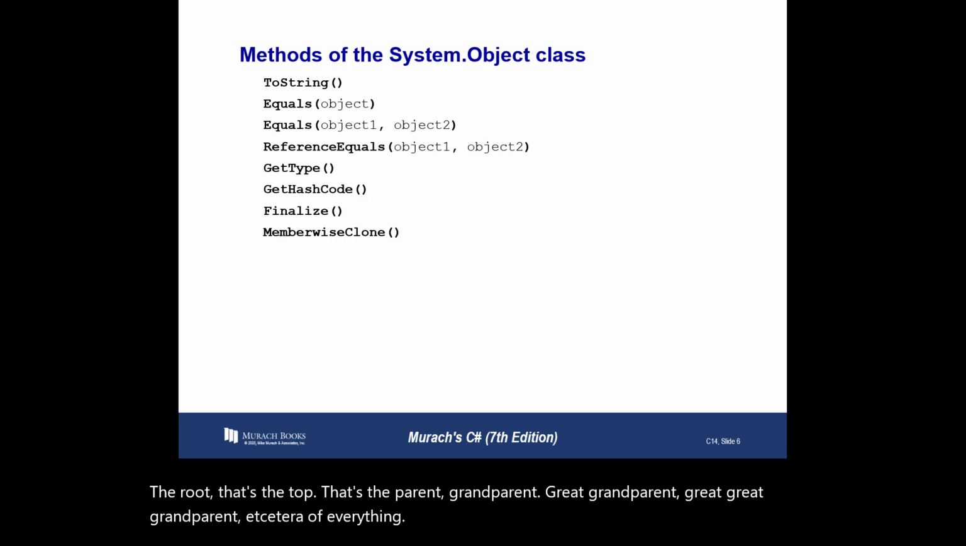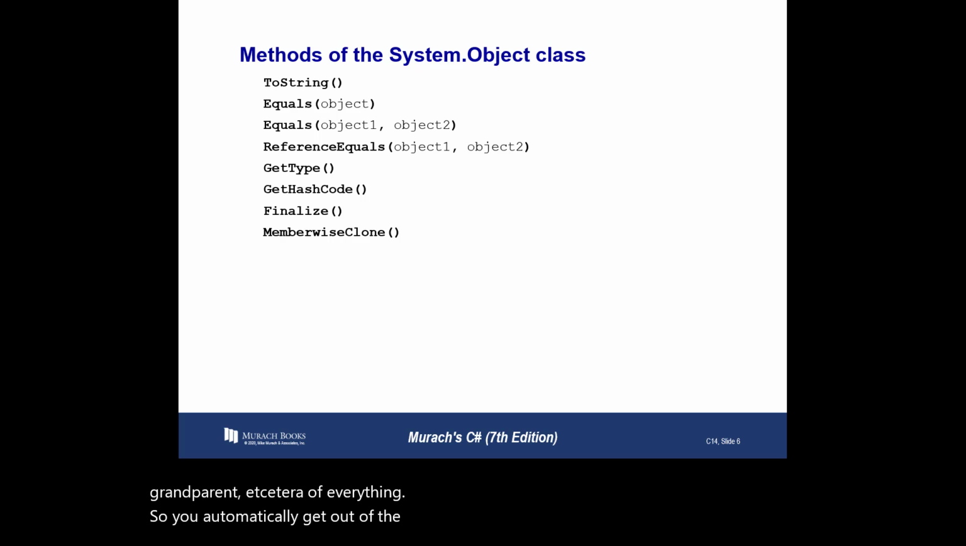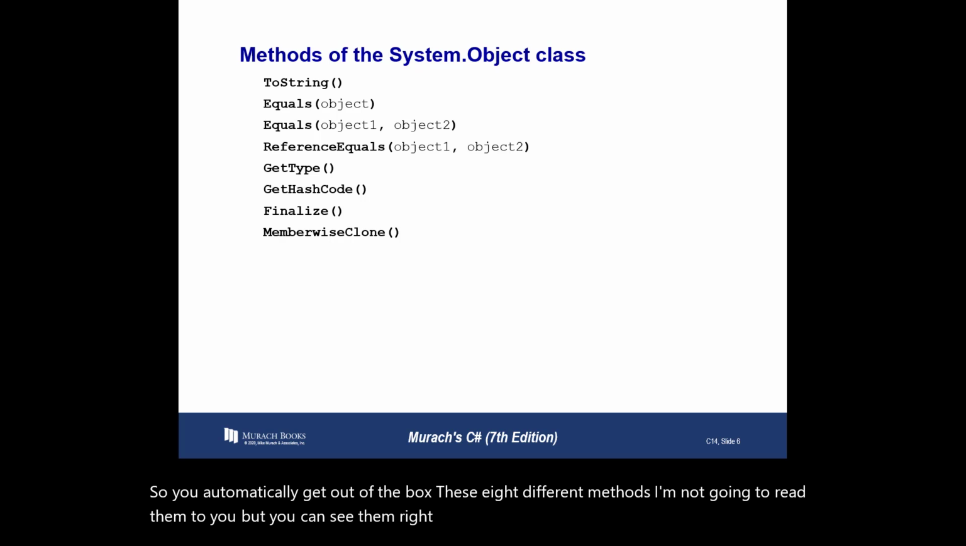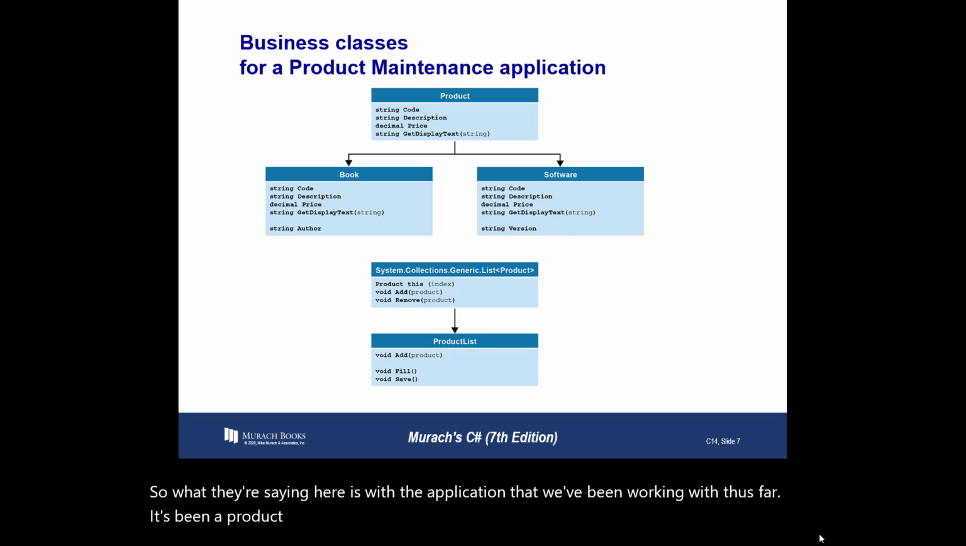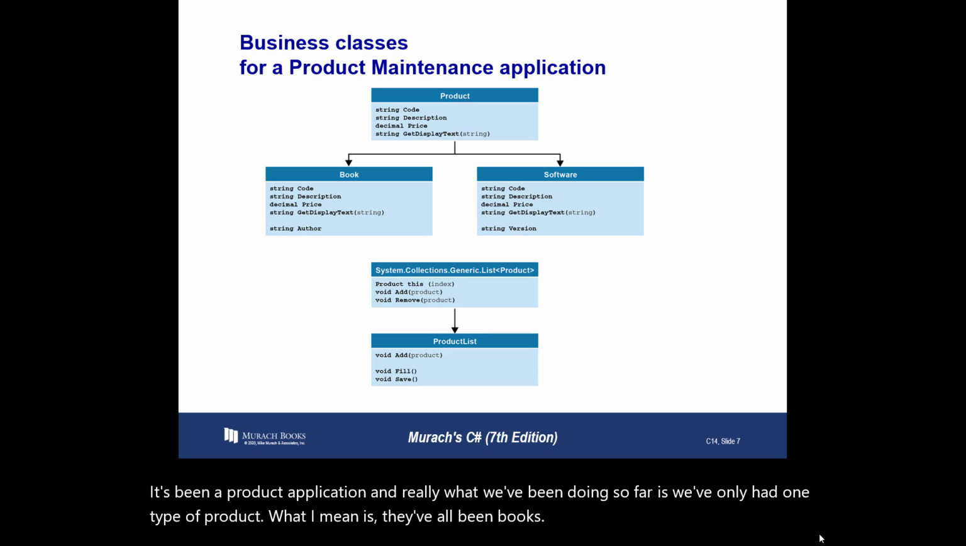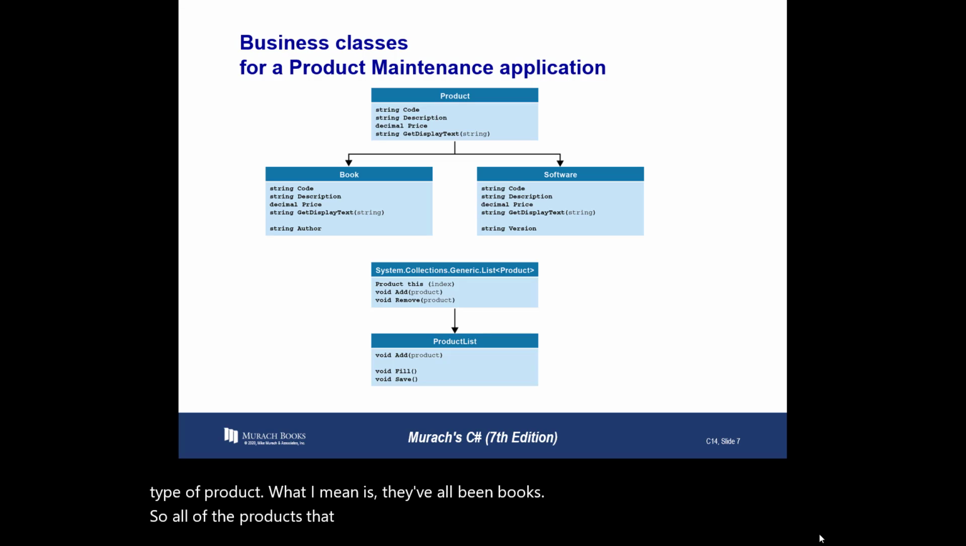So you automatically get these 8 different methods out of the box. I'm not going to read them to you, but you can see them right here. What they're saying here is that the application we've been working with thus far has been a product application, and we've only had one type of product. What I mean is they've all been books.